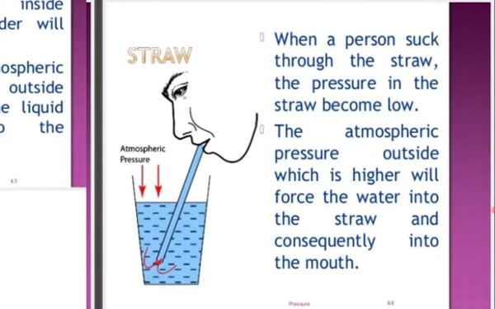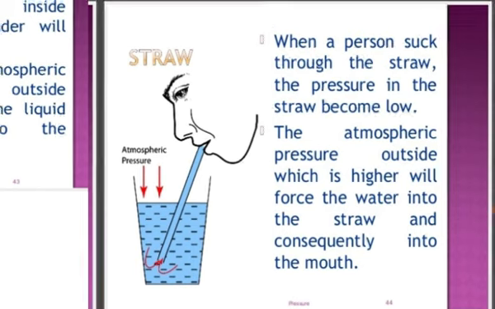Second example is that of a straw. When a person sucks through a straw, the pressure in the straw becomes low, because when we suck, the air goes inside our mouth, and in the straw the quantity of air decreases, so low pressure is created. And outside the straw, where there is water, there is high pressure, so the liquid or cold drink easily rises inside the straw, and we drink the cold drink.